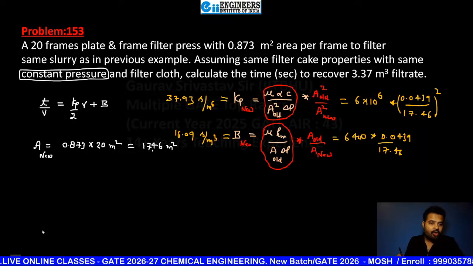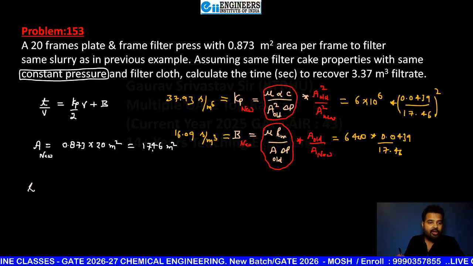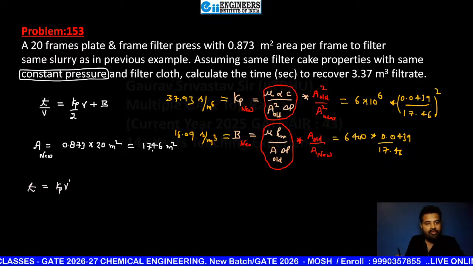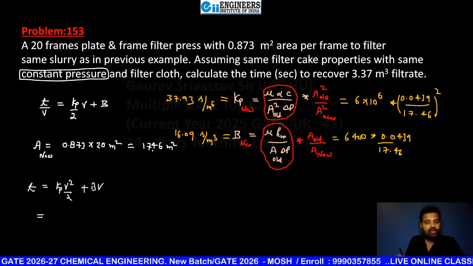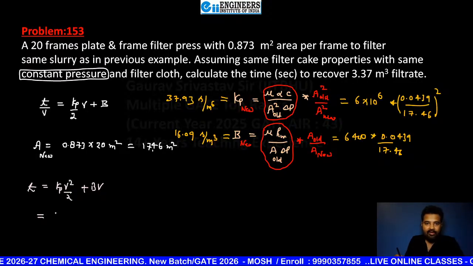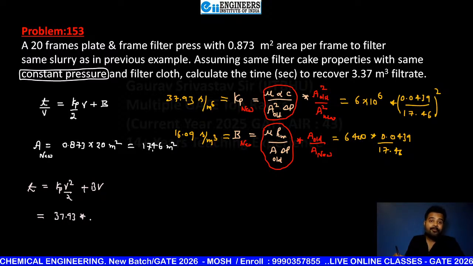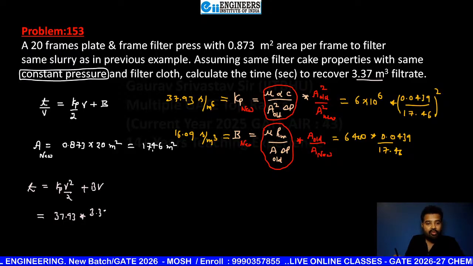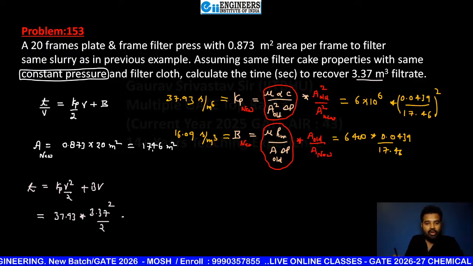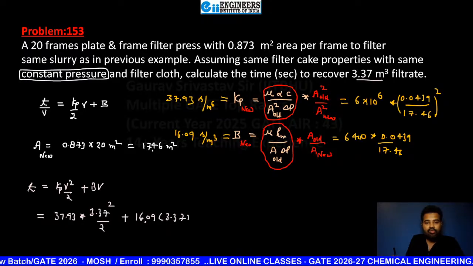Very good. Now, here in your problem it asked about time. So for t, you can write it as Kp V squared by 2 plus b V. Now put all values here. The value of new Kp, that is 37.93, into the value of V. So you want to recover 3.37 meter cube of filtrate, upon 2, plus the value of b 16.09 into 3.37 meter cube. Now tell me how many seconds?